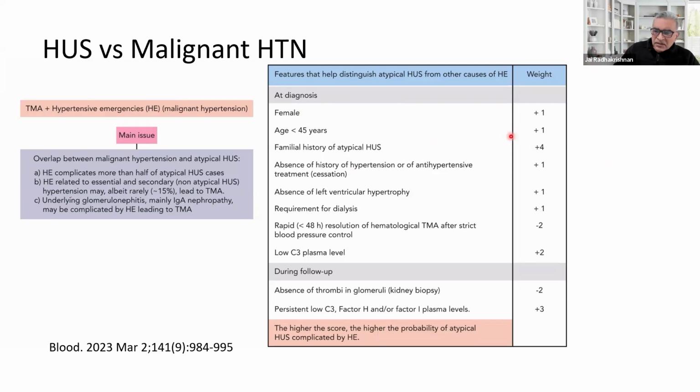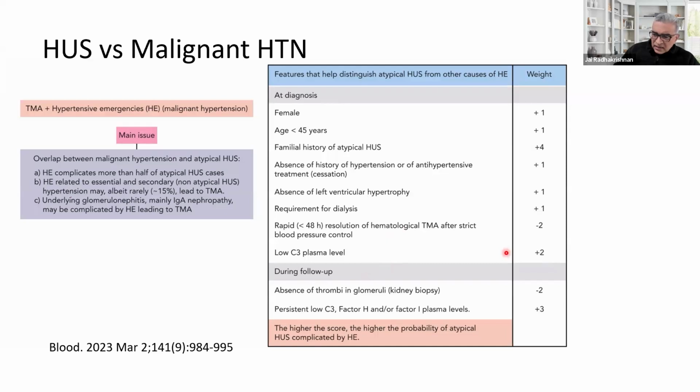So the things that are strongly positive: if you're younger, especially if you have a family history of atypical HUS, and there's no prior history, so it's a first-time presentation, you know the blood pressure was normal a month or a year ago, and they come in with malignant hypertension, that suggests there's an HUS underlying. There's no LVH, for example. If you're requiring dialysis, that's very uncommon with malignant hypertension. When you control the blood pressure, normally with malignant hypertension, everything starts quietening down within a day or at the most 2 days. Platelets normalize, your LDH returns towards normal. Not the case with atypical HUS, it keeps going.